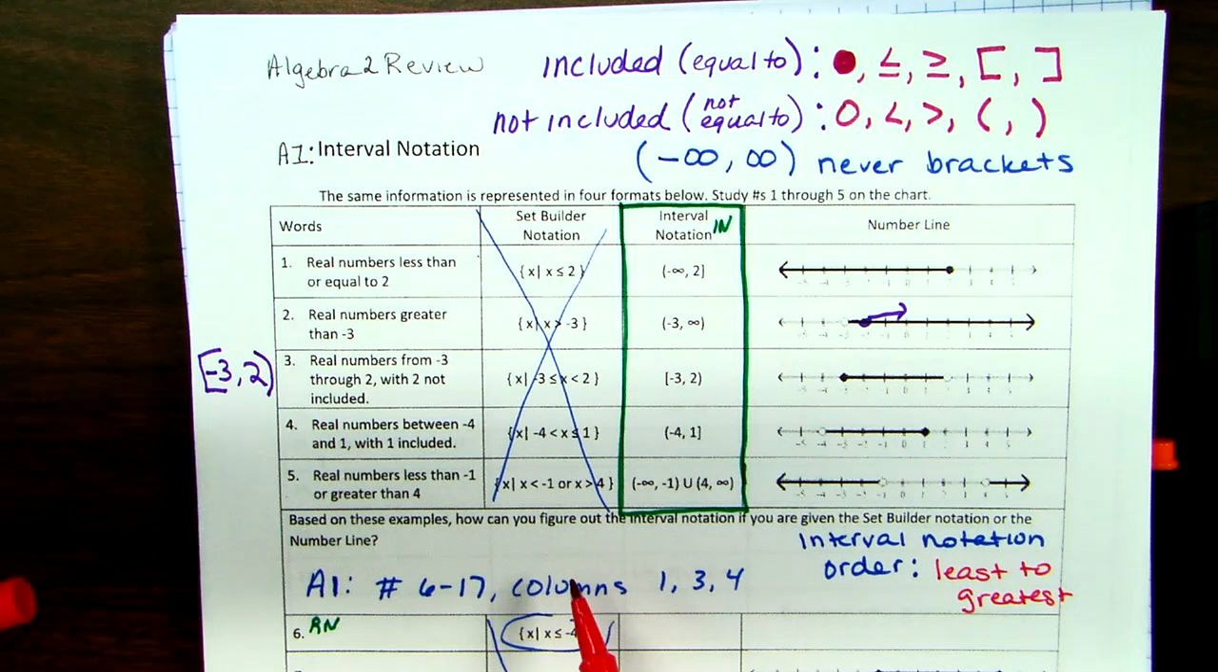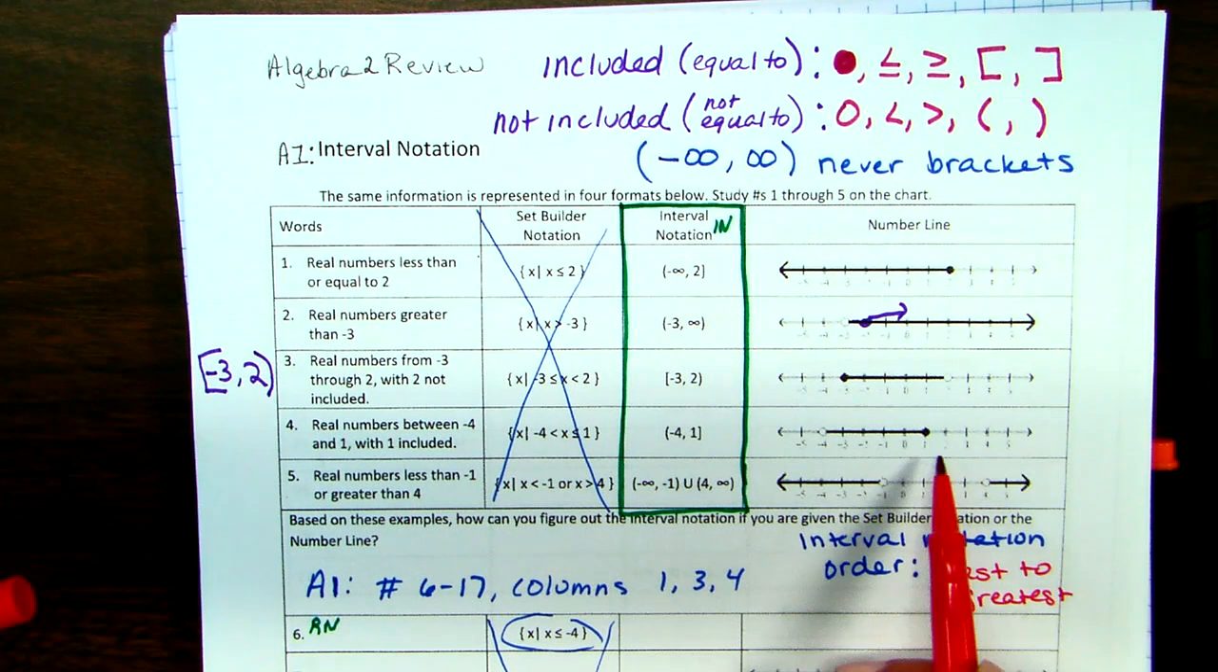So, real numbers between -4 and 1. So there's my -4 and 1, order of least to greatest. And it says with 1 included. So 1's got the bracket. The other one didn't say either way. So what's going to be the other one? Open circle, closed circle. Okay.